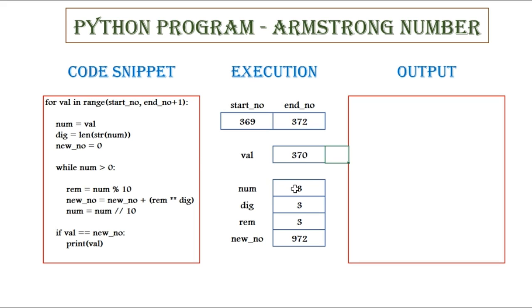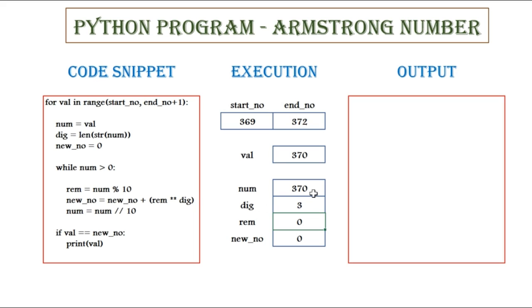Num equal to val, so num is going to be 370 now. And I'm going to get the length of this 370, which is going to be 3, which will be stored here in this digits. And this new number is now initialized to 0. So the new number is going to be 0 here. Then while num greater than 0, so the value in num is 370. The remainder is now going to be 0, which will be stored here. New number equal to 0 plus 0 power 3. So the value is going to be 0 only.